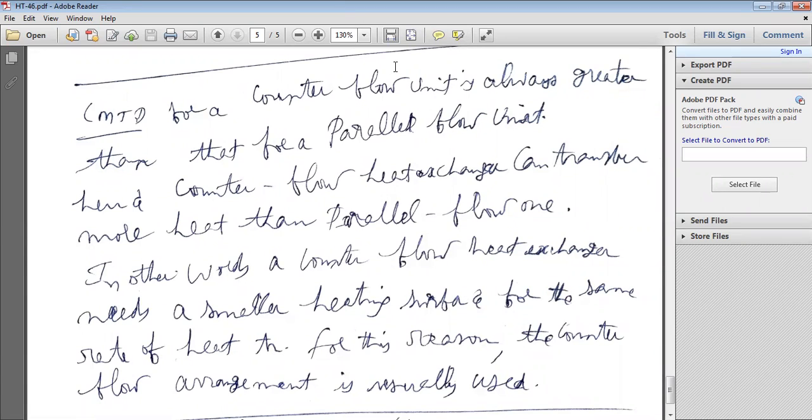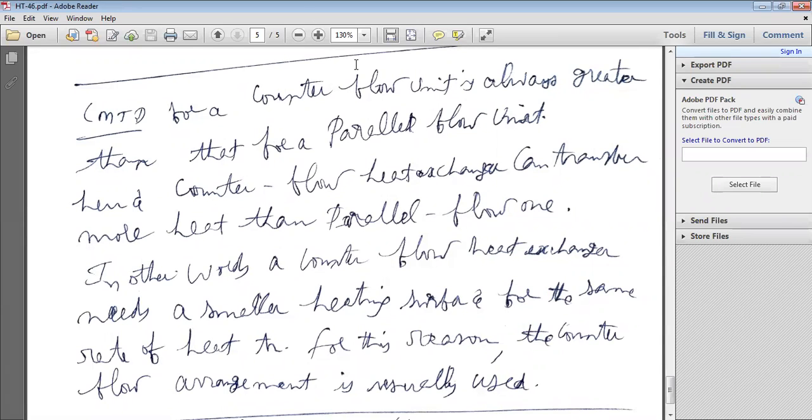Okay? Like that, we can derive the equation for LMTD, log mean temperature difference, for a parallel flow heat exchanger. Similarly, you can derive the equation for LMTD of a counterflow heat exchanger also. All of you do that at home. Follow the same procedure. The only difference is the direction changes, that's all.